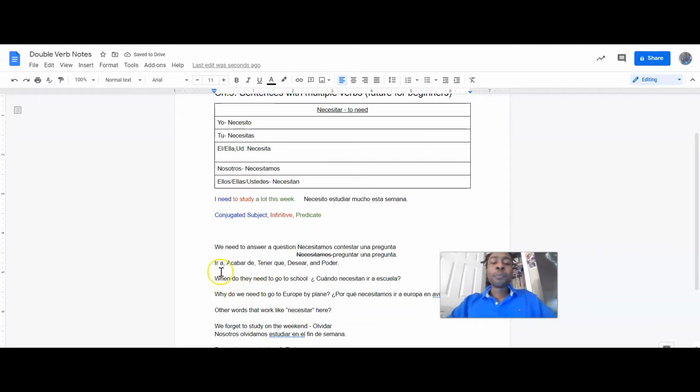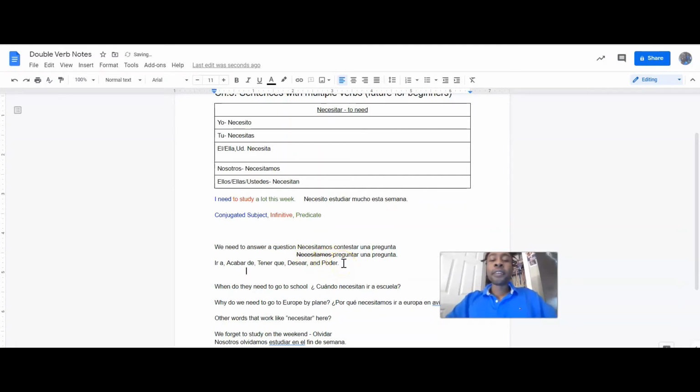And what we would do is we would take one of these verbs and replace necesitar in the same form. So we could also say vamos a preguntar una pregunta. And where we have used necesitamos, we now have vamos a.